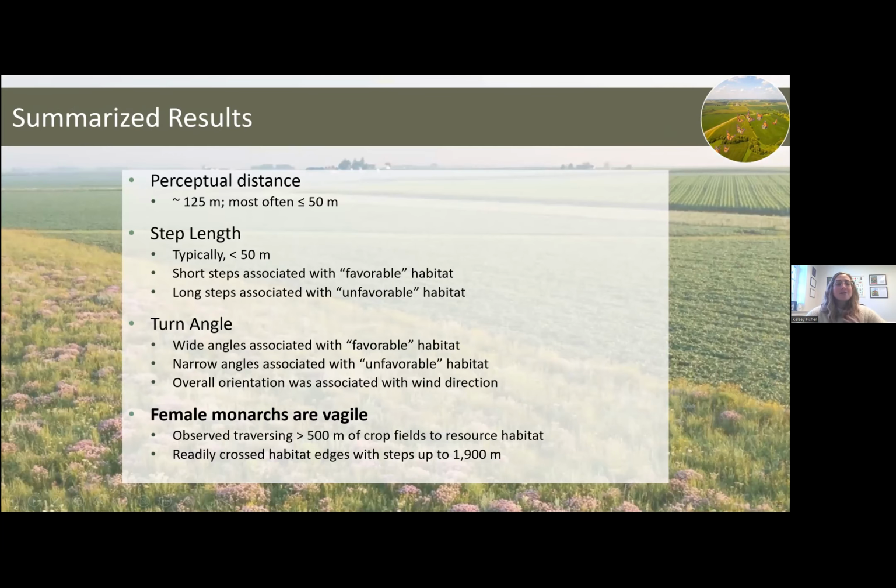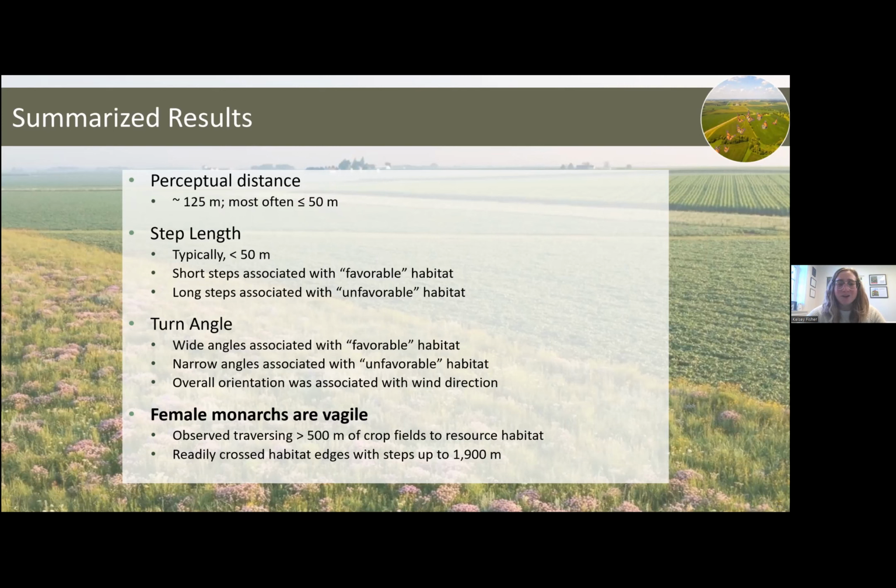Based on all of the observations that we were able to make while doing our research, we approximate that the monarch butterfly's perceptual ability might be about 125 meters, but that might be on the high end because most often we were seeing stimuli at about 50 meters or less influencing behavior. The step lengths were typically small, typically less than 50 meters, but we did notice that the length of the steps butterflies were taking was related to whether they were in a prairie, on a roadside, or over a cornfield.